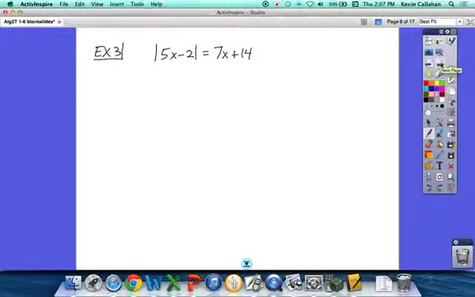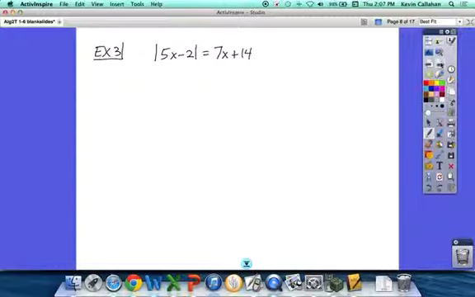Okay, now this one, how does this one look different than the one we already did? Curtis? Yeah, it has a variable inside the absolute value, and it has a variable outside. Yes? No, I'm going to show it. There's a new thing to show on this. But it still works the same way.